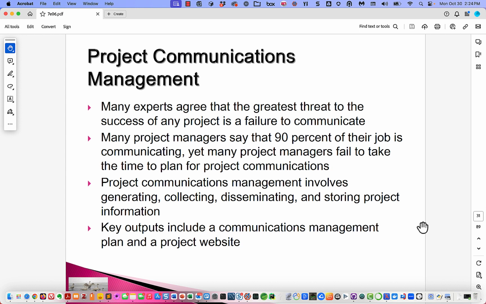Another important area, and one of the knowledge areas from the PMBOK, is project communications management. A couple of points here at the outset: communication is really important stuff. If communication breaks down, your project is going to fail. Some project managers say that communication is 90% of their job.